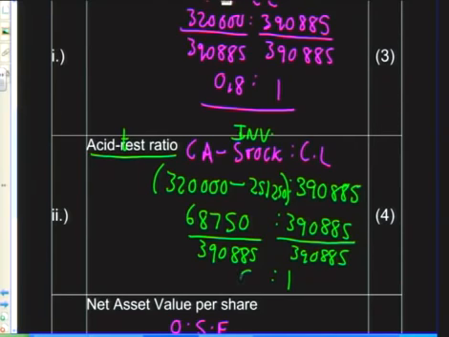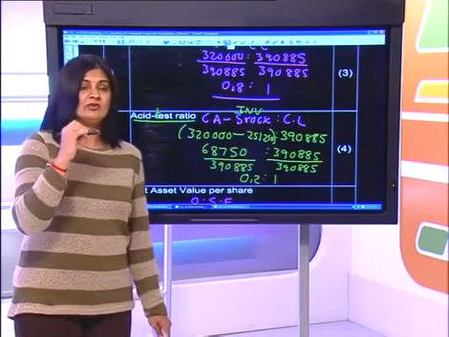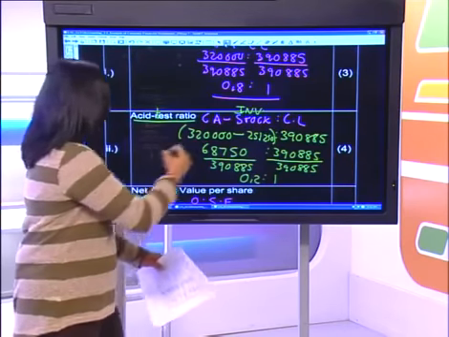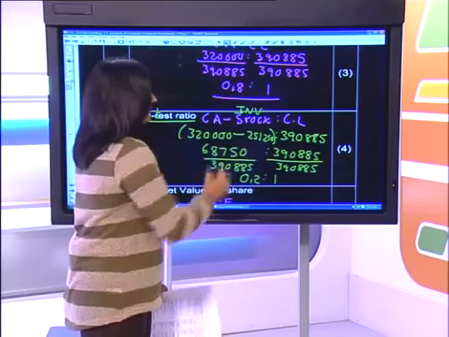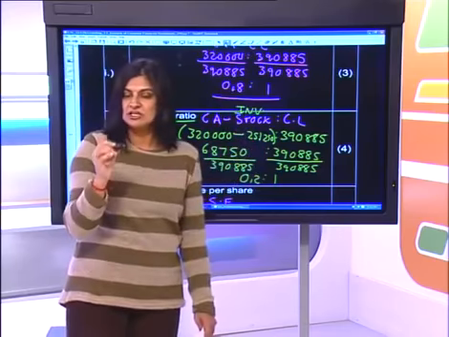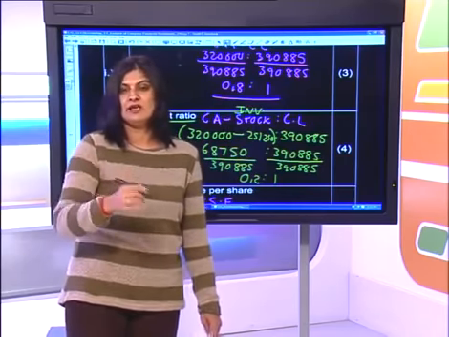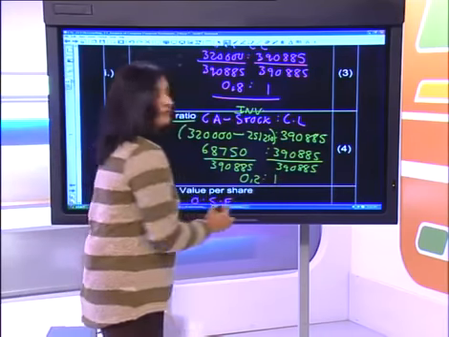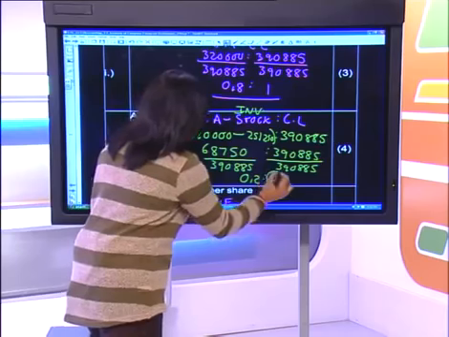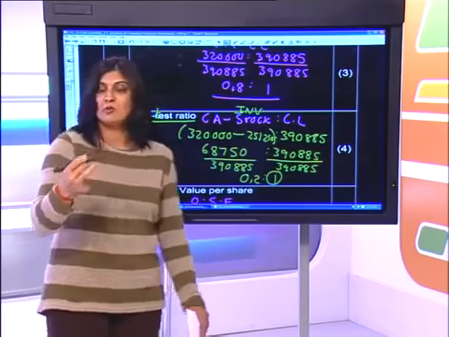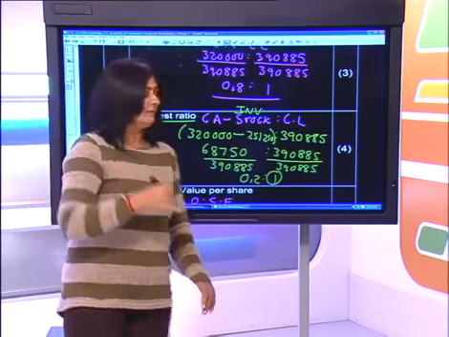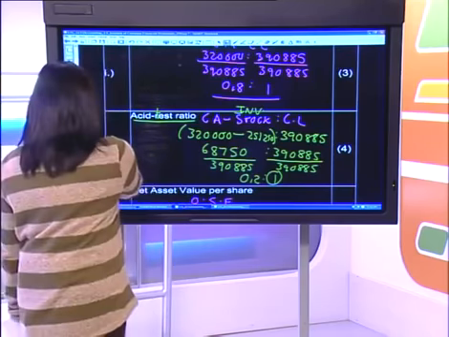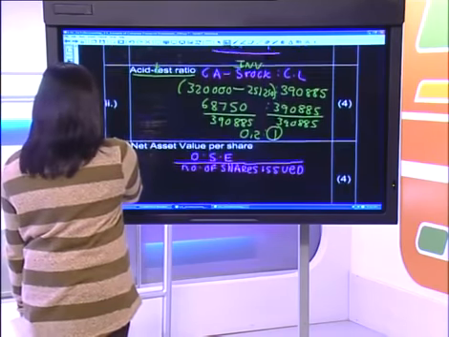So 0.2 is to 1. You don't have to comment, but if we did have to comment, can you see this business is obviously struggling with liquidity. They're struggling to pay their short-term debt. How do we know that? Because for every 1 rand of debt that is owed, they only have 20 cents without their stock in order to pay this debt. A clear indication of liquidity problems.